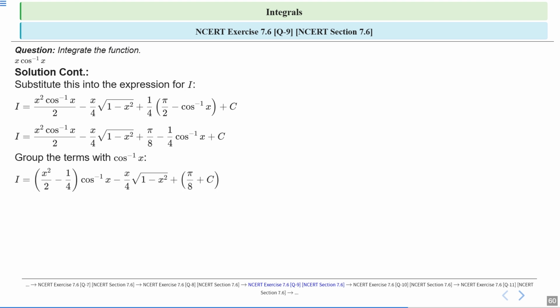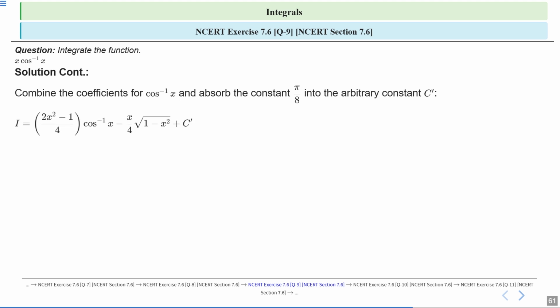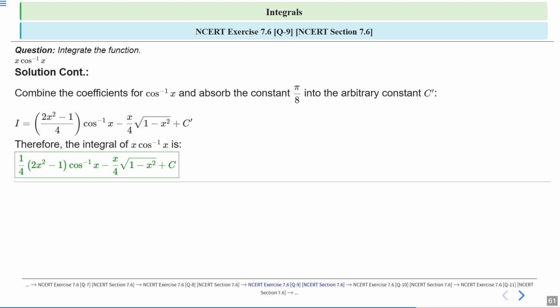Grouping terms with cos⁻¹x, simplify it. We just enhance the appearance of the solution. So combining the coefficient of cos⁻¹x, observe the constant pi by 8 plus the arbitrary constant c, it becomes now c dash. Therefore, the integral of x cos⁻¹x is 1 by 4 (2x square minus 1) cos⁻¹x minus x by 4 root under 1 minus x square plus c.